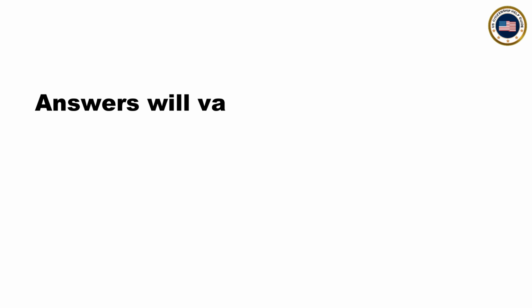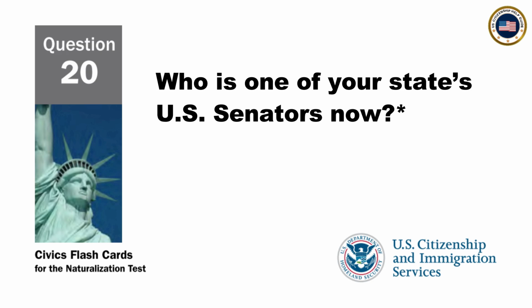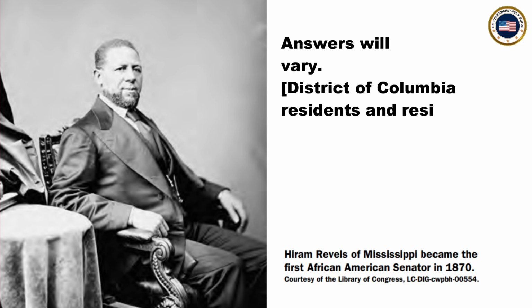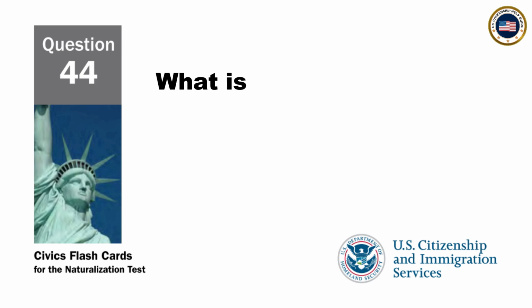Answers will vary. District of Columbia residents should answer that D.C. does not have a governor. Who is one of your state's U.S. senators now? Answers will vary. District of Columbia residents and residents of U.S. territories should answer that D.C. or the territory where the applicant lives has no U.S. senators.